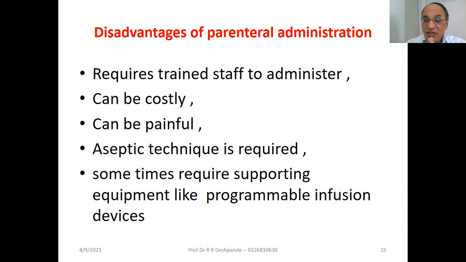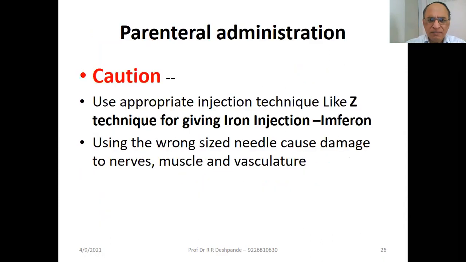Disadvantages: any parenteral route requires trained staff, nurses and doctors, who should be very well trained. These treatments can be costly. They may sometimes be painful, and most importantly, aseptic techniques are required. Sometimes there are supporting equipments, like programmable infusion devices for insulin. For example, special instrumentation is required.